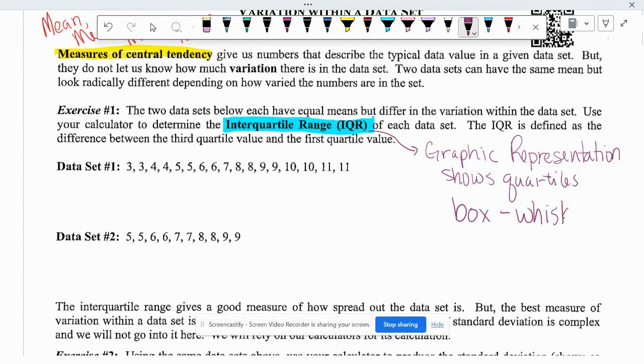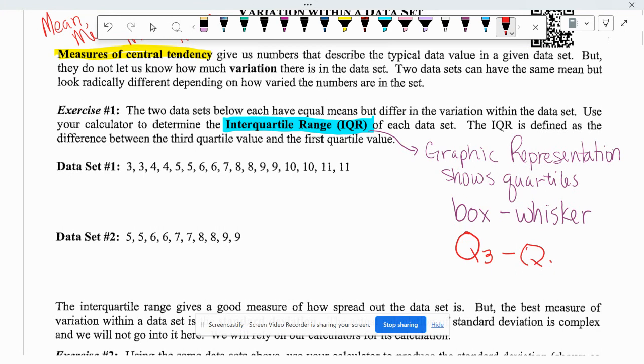Okay. So when you're asked about an interquartile range, that means you want to have a box and whisker plot, or you're going to have to calculate some numbers. It tells you right here that the interquartile range is the difference between Q3 and Q1. So if I want to find the interquartile range, I just take Q3 and I subtract Q1.